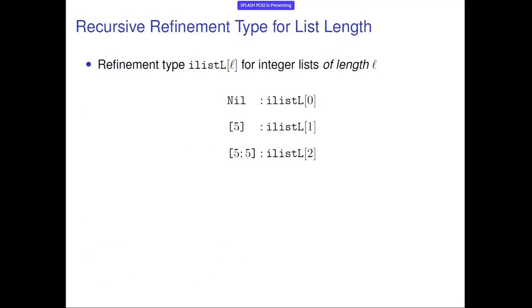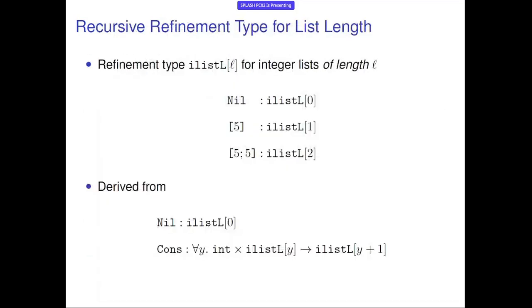So this is the definition of ilistl. Nil has type ilistl of 0, and cons takes the list of length y and returns the list of length y plus 1. So once we give such a definition, we can derive the types of expressions from this definition.